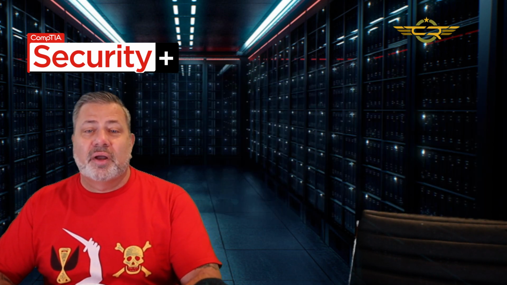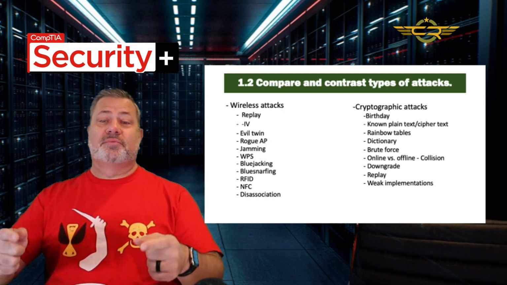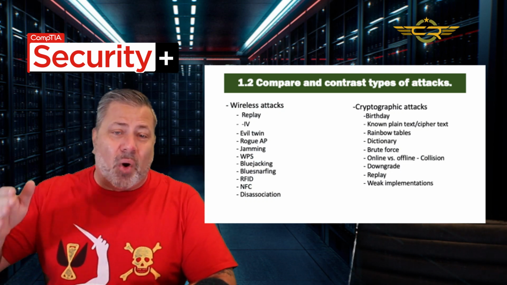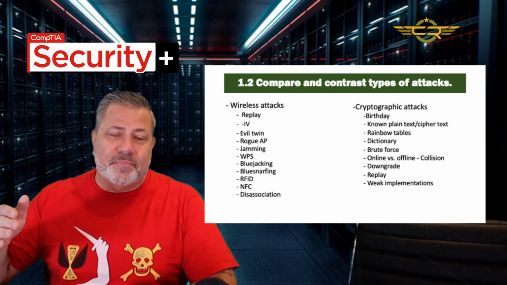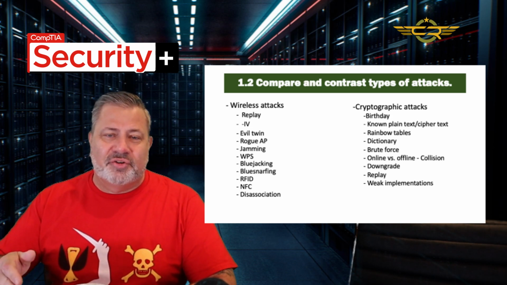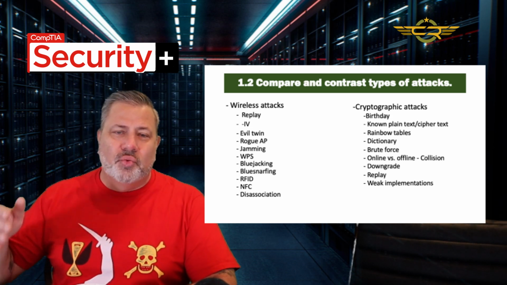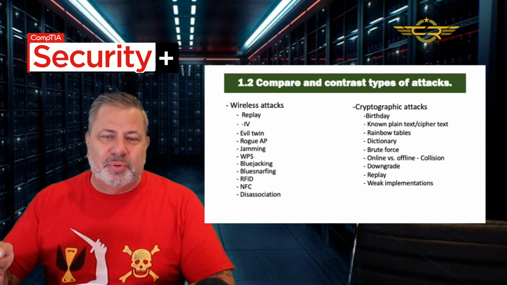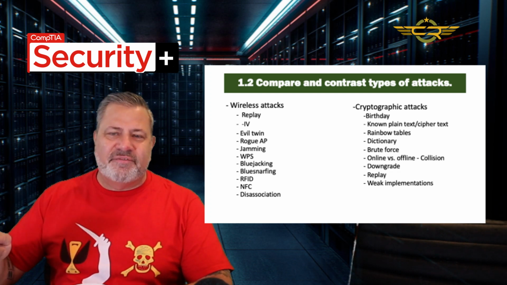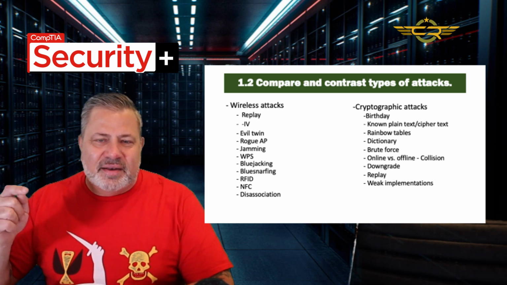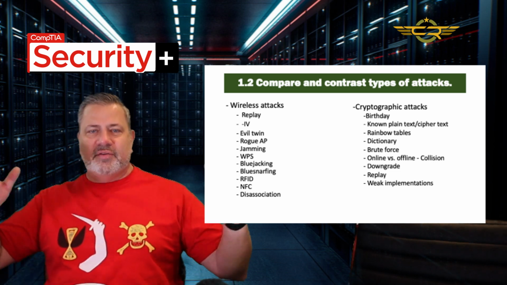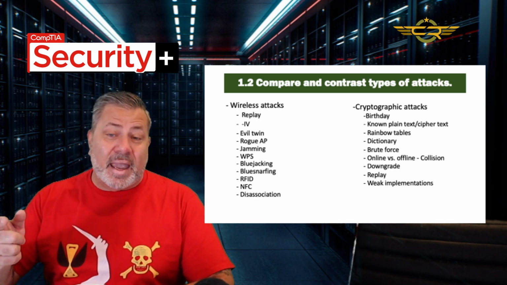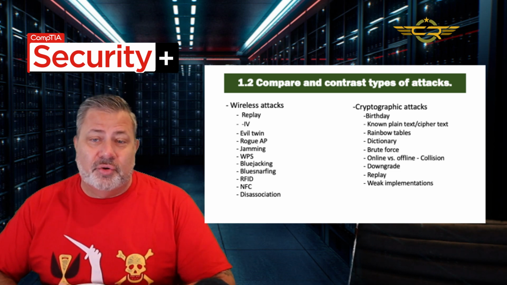And you think we're done with 1.2, but we're not. There's more in 1.2. This covers wireless attacks, replay, IV or initialization vector, the evil twin, rogue AP, jamming, WPS, bluejacking, bluesnarfing, RFID, NFC, and disassociation. A lot of stuff in there. Wireless is big. And also we'll talk about crypto in 1.2.